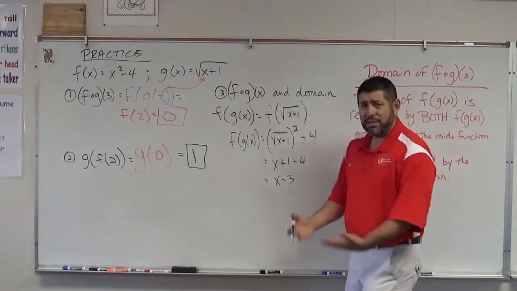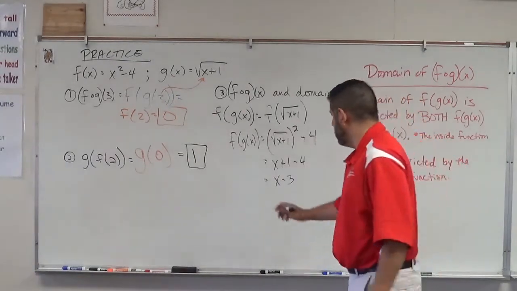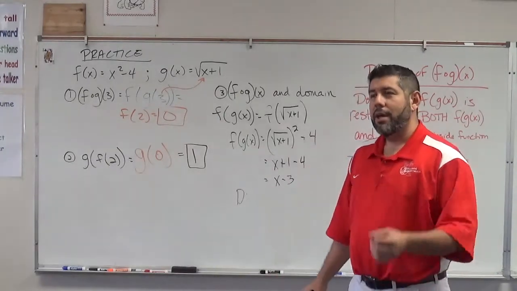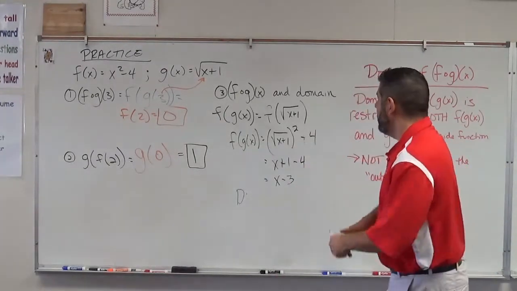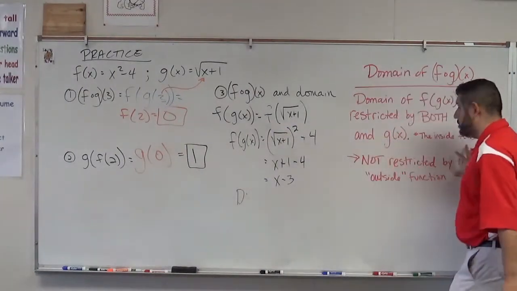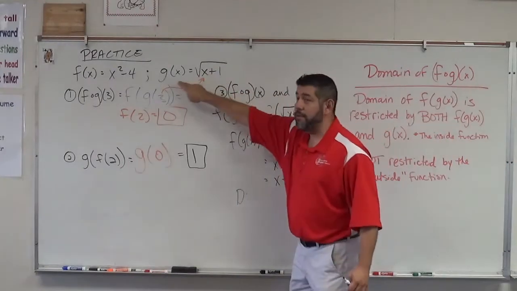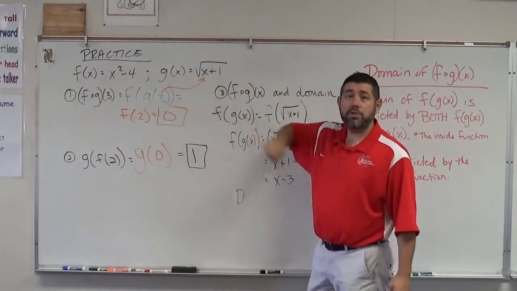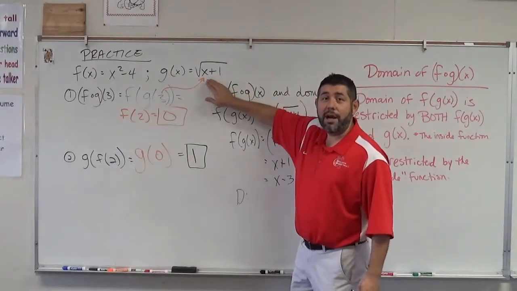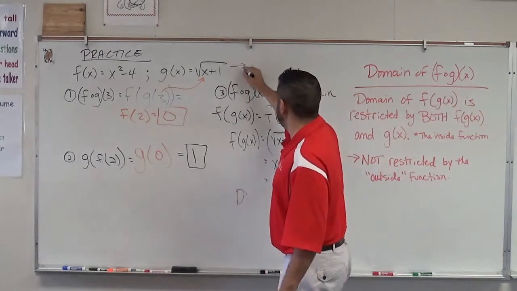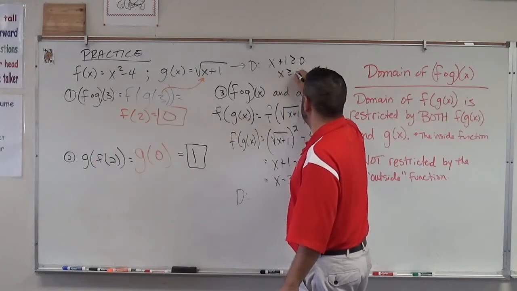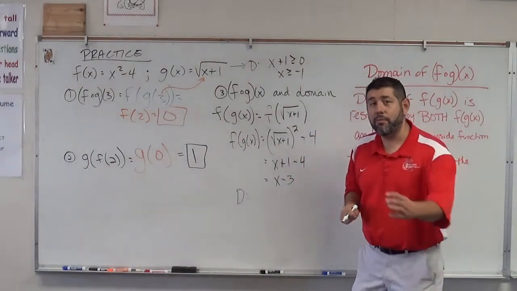Now x minus 3 is a line. So what's the domain of a line? Well, the domain of a line is all real numbers. It's a polynomial. However, remember that this composite function is restricted by our g function. And our g function was a square root, and we remember from our domain video that a square root cannot be negative. So our domain of this here was that x plus 1 must be greater than or equal to 0, giving us that x is greater than or equal to negative 1.